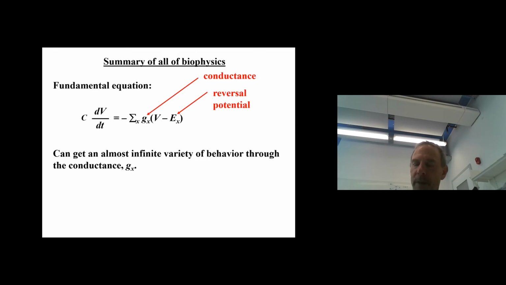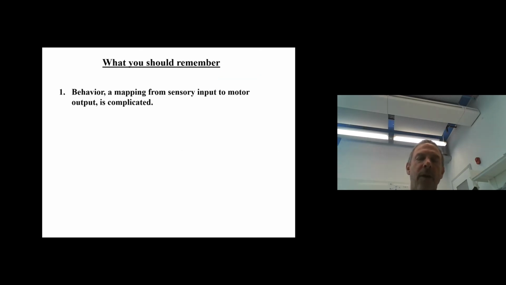In your eyes, photons can change the conductance. In your ear, mechanical hair cells change the conductance. So this is basically what biology uses. Okay, what you should remember. The first part is behavior, which is the mapping from sensory input to motor output, is complicated. And it's really insanely complicated.